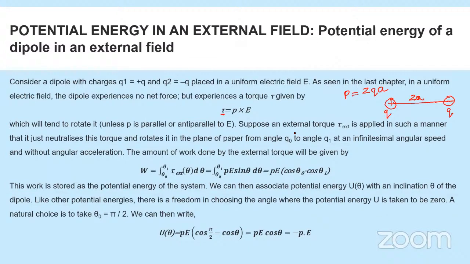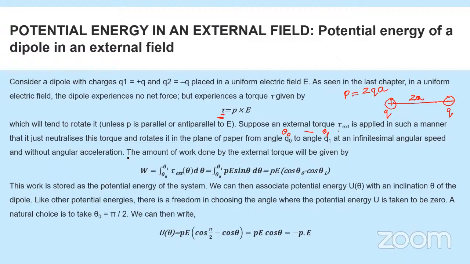Now we are considering that there is an external torque, applied in such a manner that it neutralizes this torque. An external torque is being applied which is neutralizing this torque, and it is rotating the dipole in the plane of the paper from an angle theta 0 to theta 1, at an infinitesimally small angular speed, without angular acceleration.